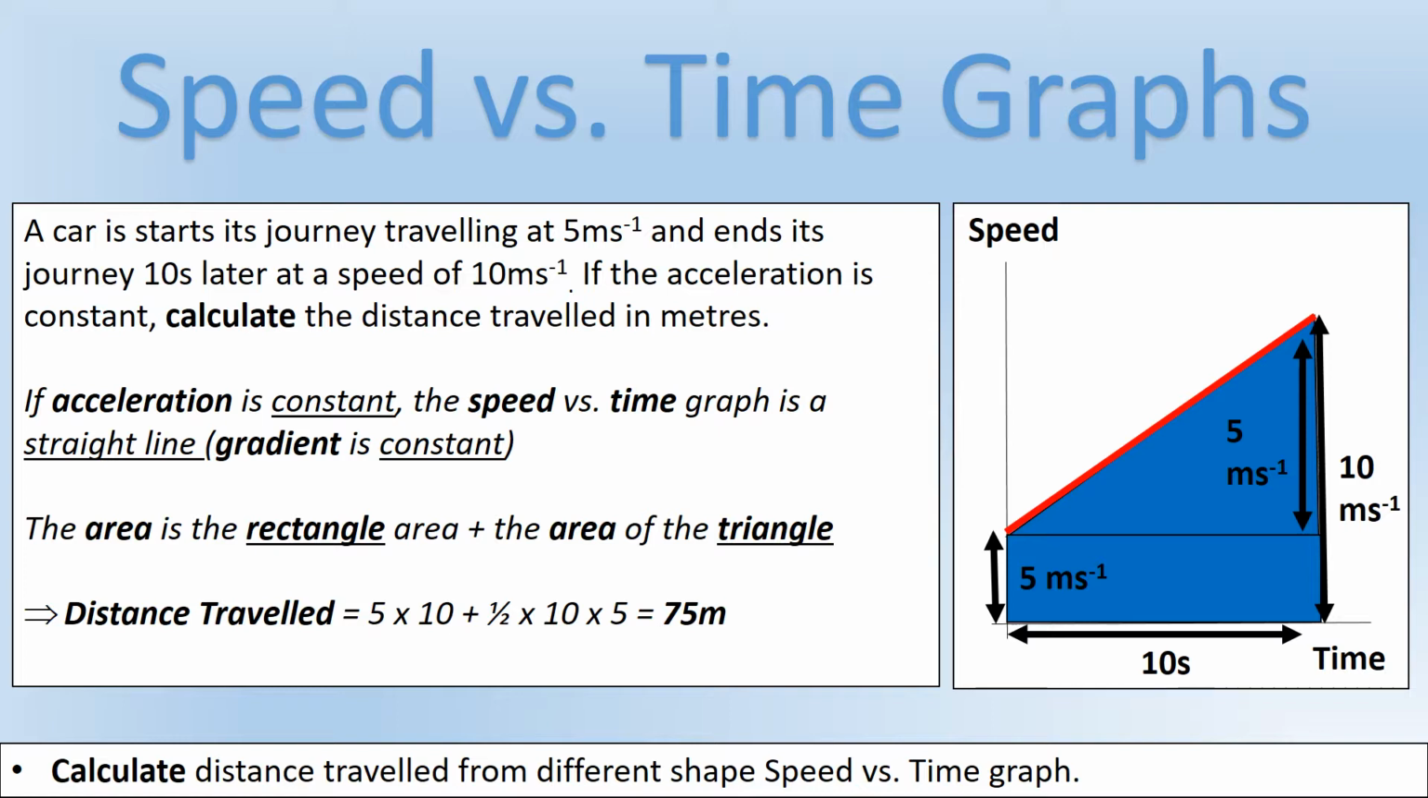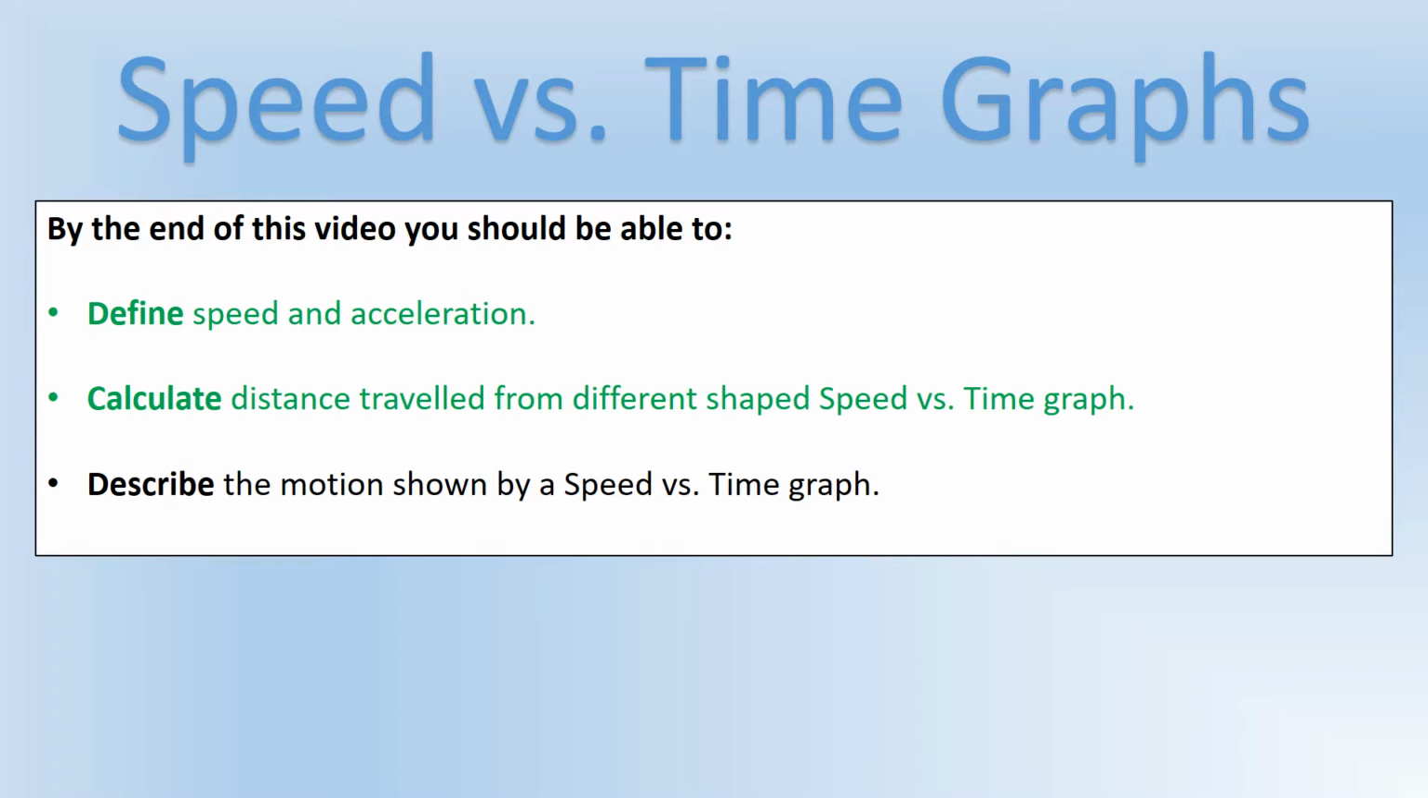And it doesn't matter how complicated the area under the graph gets, all we do is split it up into shapes that we can easily calculate the area of, so rectangles and triangles, and we can get a good idea of the area under a graph. Okay, so that's how we get distance from a speed versus time graph. Let's now look at describing the motion of objects using a speed versus time graph.